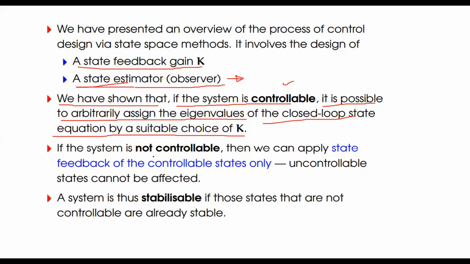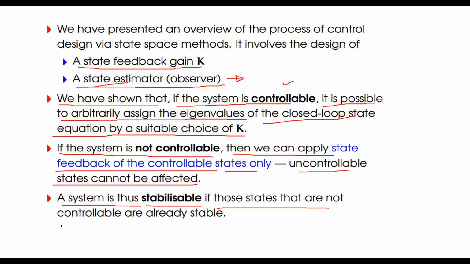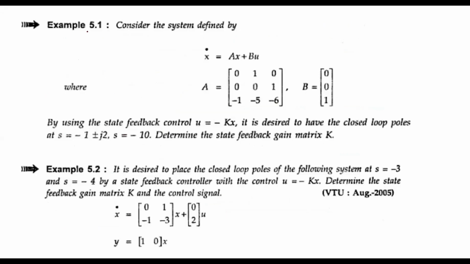If the system is not controllable, then we can apply state feedback only on the controllable states. That is, uncontrollable states cannot be affected. So if you want to design any state feedback controller, the system must be controllable. The system is thus stabilizable if those states that are not controllable are already stable. That we can explain.